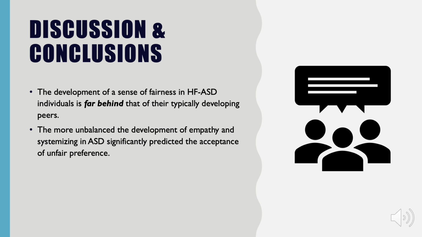The more unbalanced the development of empathy and systemizing, so during development, when you have greater variation in the amount of empathetic qualities and systematic qualities, you will have a higher degree of acceptance of unfair preference. So the more extreme the brain type, the more extreme S brain type, or the more severe a diagnosis is, the less people understand fairness and the more likely they are to pick an unfair preference.